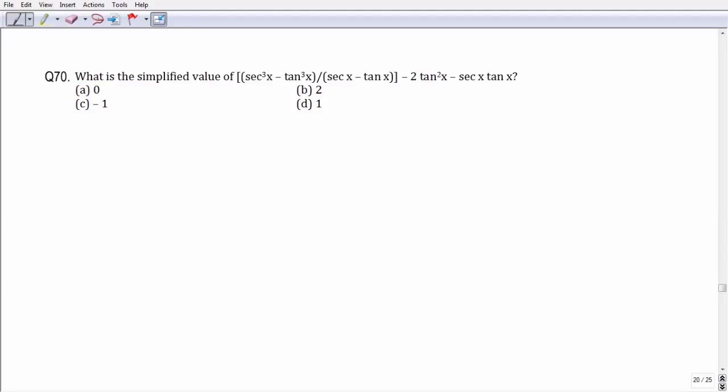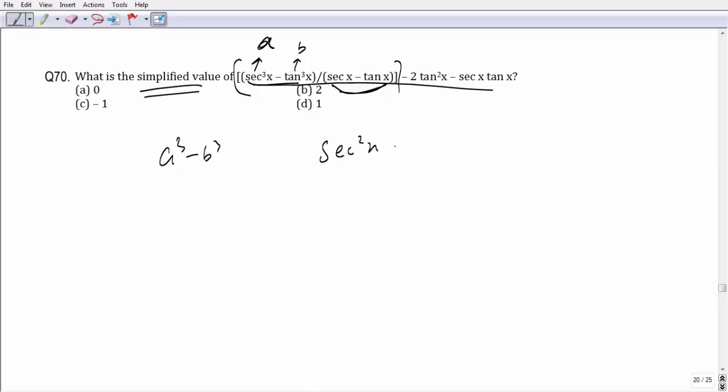Now to get the simplified value of the given trigonometric expression, let's say that sec x is a and tan x is b. So this will give me the identity a cube minus b cube, which will have one of its factors as a minus b. That means from the first part of the equation we'll be left with a square plus b square plus a into b.